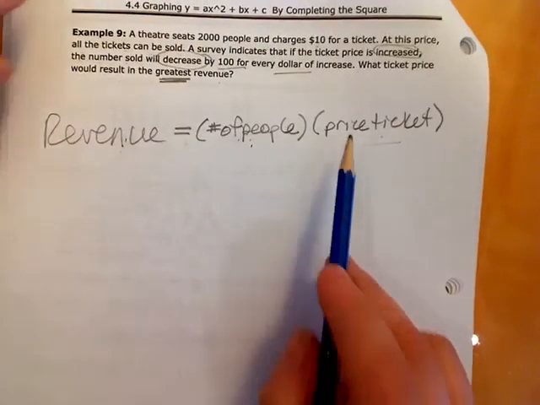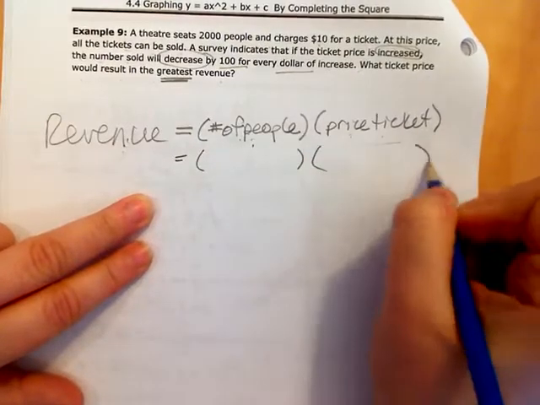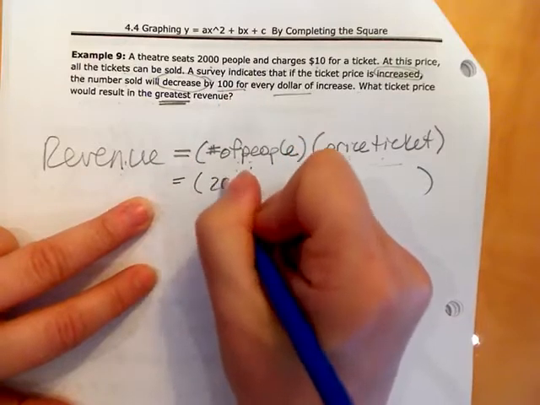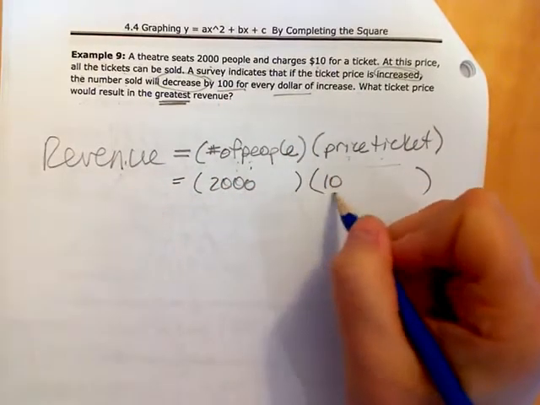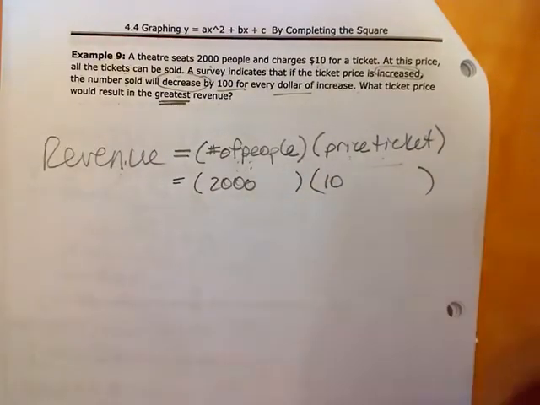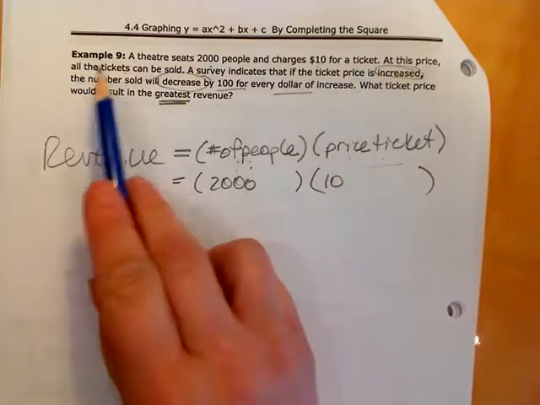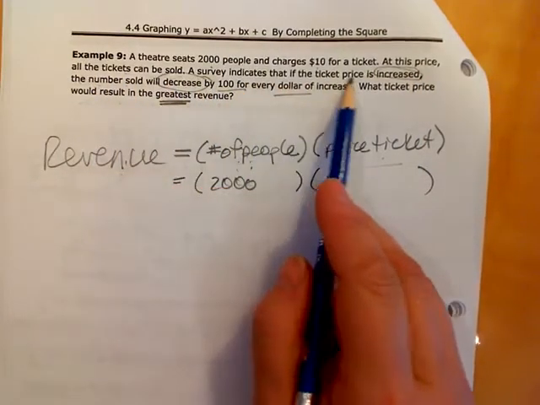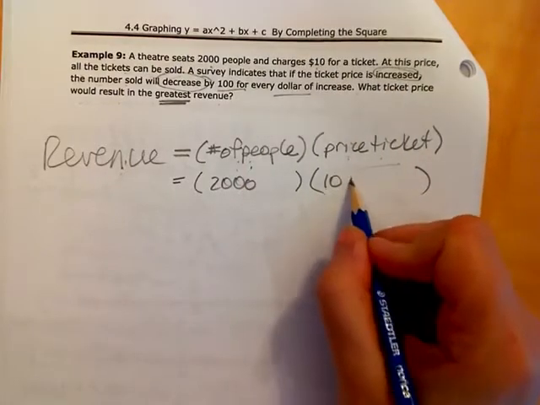Now here's the thing. We know that for people, we have 2,000 people that we're starting with and $10 per ticket. I'm not going to use any units in here, just keep it clean and put units in my answer. And at this price, all the tickets are going to be sold. A survey indicates that if the ticket price is increased, so here's the ticket price, and here's increasing.